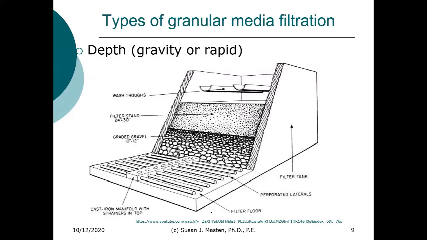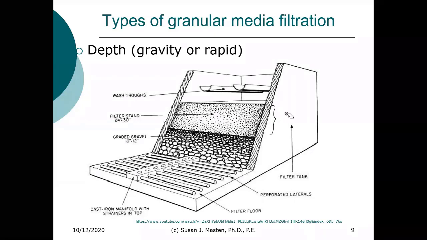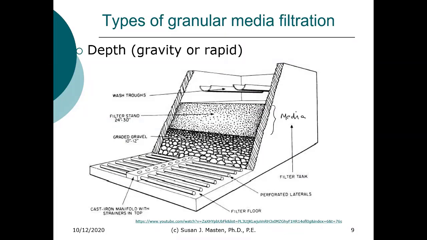Gravity filters, also referred to as rapid filters or depth filters, have what is shown here as a layer of our media. We'll talk more about that, but just think of this as sand for now. It has a gravel support, so this is a support layer. It has a series of perforated laterals. The water is then collected in these. So this is perforated here, so the water can flow during operation. The water is going to flow down through this sand into the perforated laterals and then will be collected.